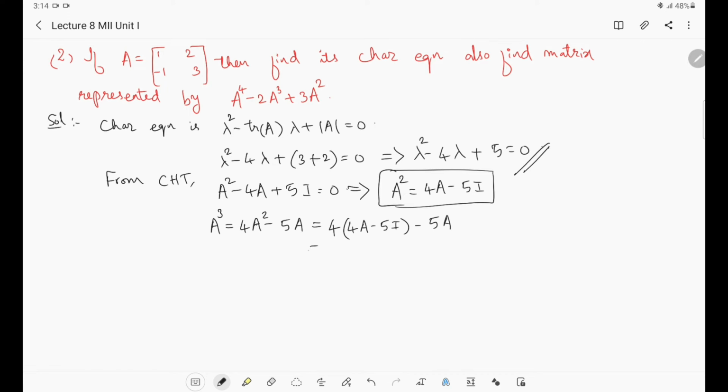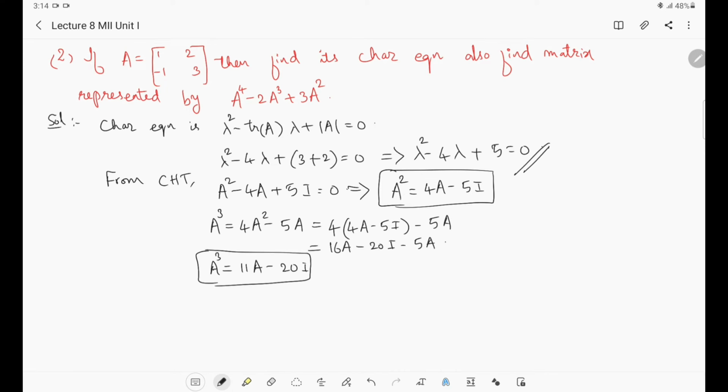Just simplify this. What will we get here? 16A minus 20I minus 5A, right. Therefore A cubed is equal to, what will we get here? 16A minus 5A means 11A minus 20I, right. We got A cubed.